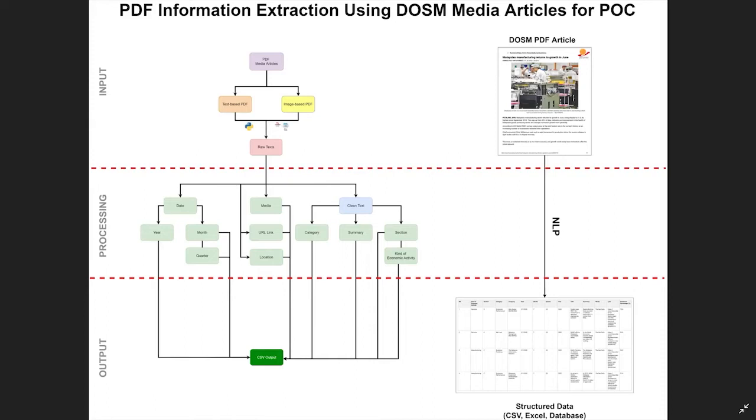This is a detailed explanation of our AI-powered natural language processing backend. The whole process is done using actual PDF documents provided to us from the POC. As you can see in this overview on the right side, an actual DOS and PDF article goes through our NLP process, and the output will be structured data, which could be a CSV, Excel, or a database format.